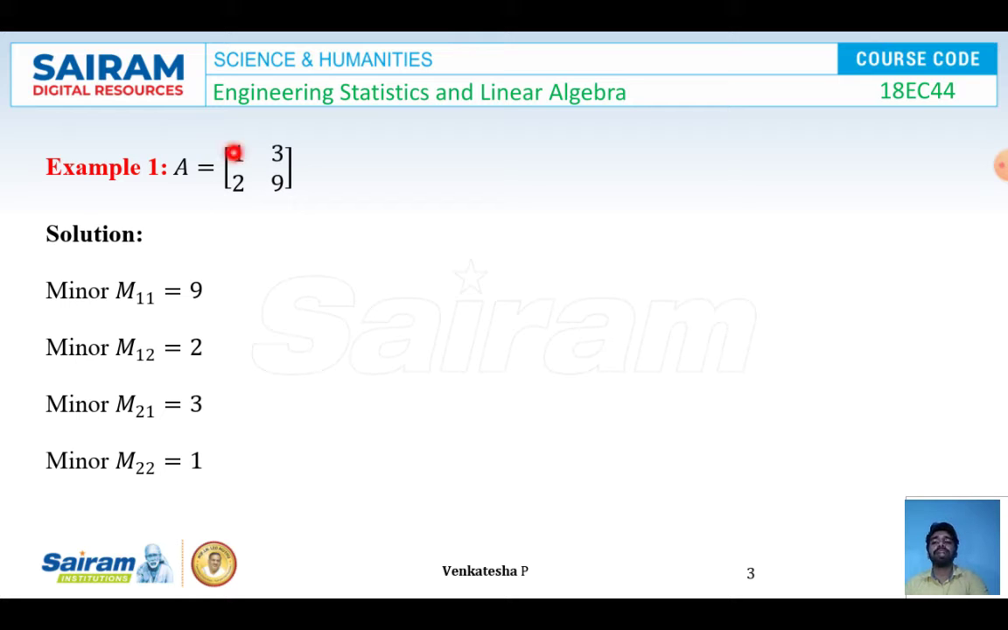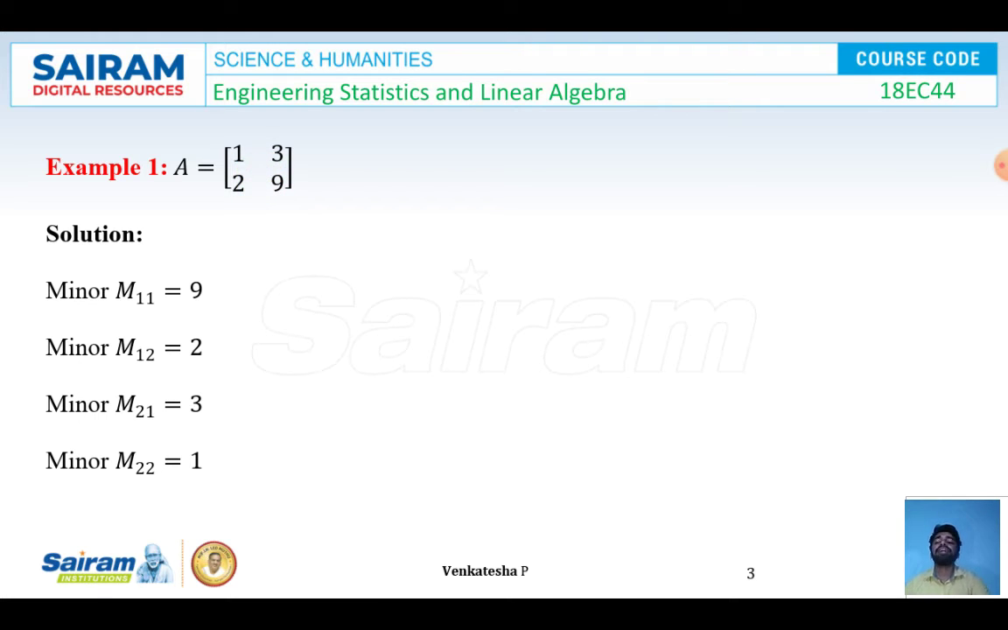To find this minor, we have to ignore this row and this column, so it will be equal to 9. Similarly, to find the minor of this element, we ignore the first row completely and the second column completely, so the minor will be equal to 2. To find the minor of this entry, we ignore this complete column and this complete row, so the minor will be equal to 3. And for this entry, ignoring this complete column and row, the minor will be equal to 1.